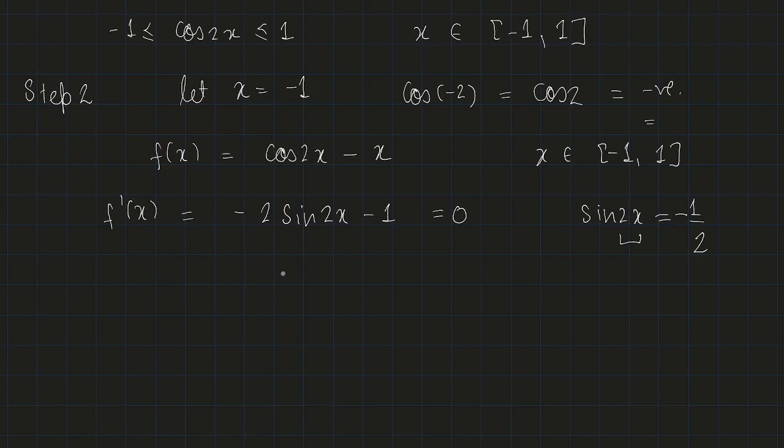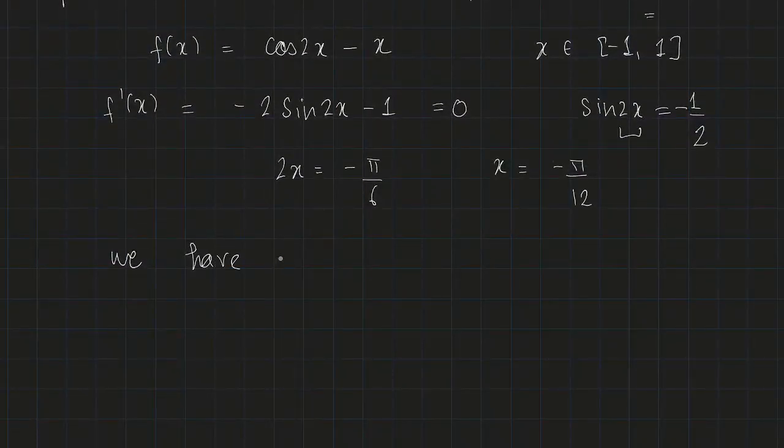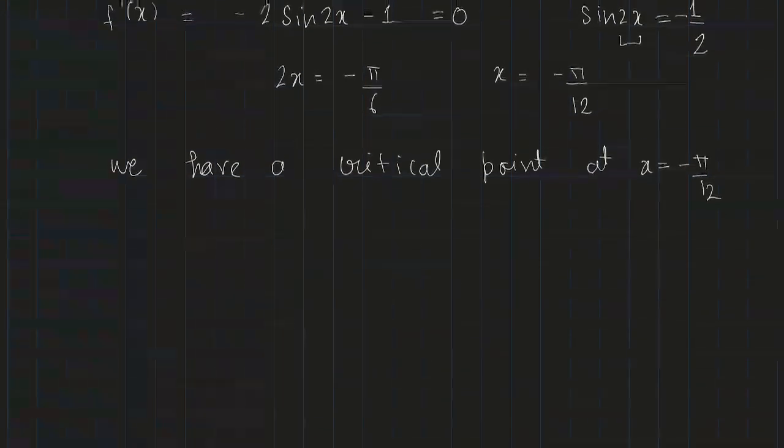This is pretty easy because I know sine 2x is minus half when 2x has to be equal to minus pi over 6, right? Because sine pi over 6 is half, sine minus pi over 6 is minus half. That means x equals minus pi over 12. Oh, very good. As a result, we have a critical point at x equals minus pi over 12, which belongs to our domain.